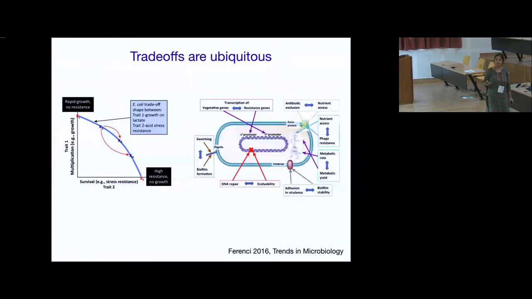This is a summary picture from the same review talking about how many different sets of trade-offs people have figured out in bacteria. You're aware of some common ones such as swarming and biofilm formation. There are vegetative genes or resistance genes that can be transcribed to different levels. You can have antibiotic exclusion or nutrient excess and so on and so forth. So for example, mechanistically, the same sets of proteins or molecules can be involved in doing different functions, and perhaps that's where trade-offs arise from at some level.